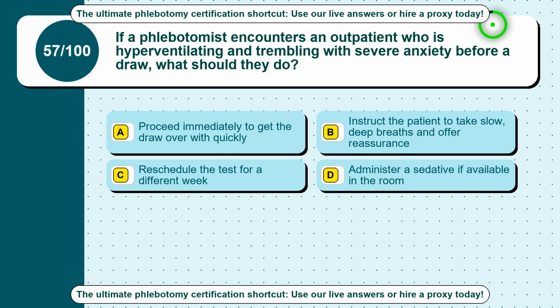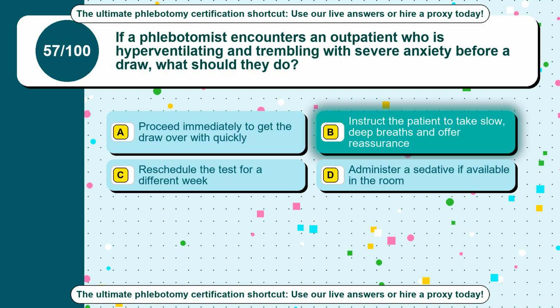Question 57. If a phlebotomist encounters an outpatient who is hyperventilating and trembling with severe anxiety before a draw, what should they do? Option A. Proceed immediately to get the draw over with quickly. Option B. Instruct the patient to take slow, deep breaths and offer reassurance. Option C. Reschedule the test for a different week. Option D. Administer a sedative if available in the room. The correct answer is option B.